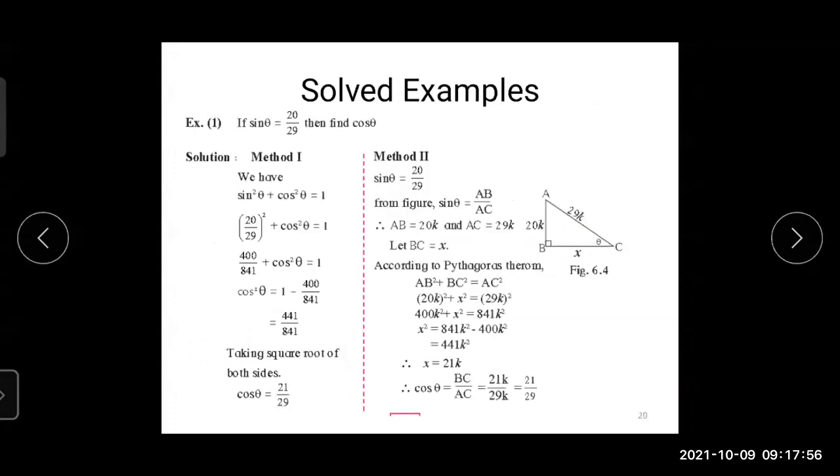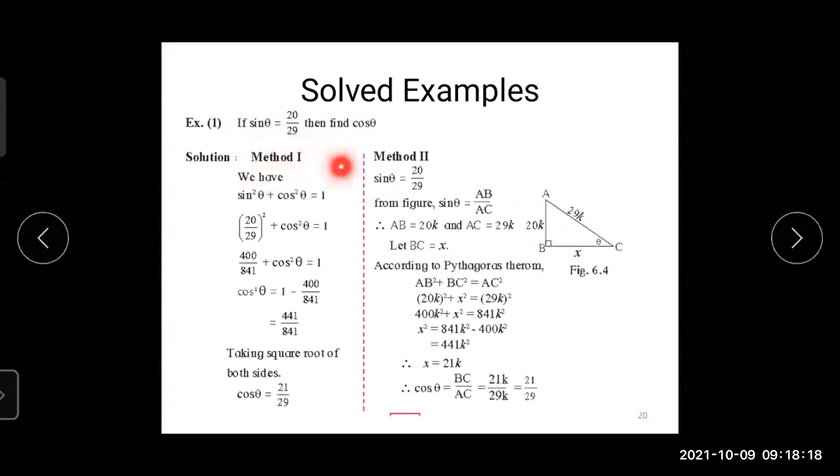There are some solved examples given here. In these, if sine theta is equal to 20 upon 29, then find cos theta.